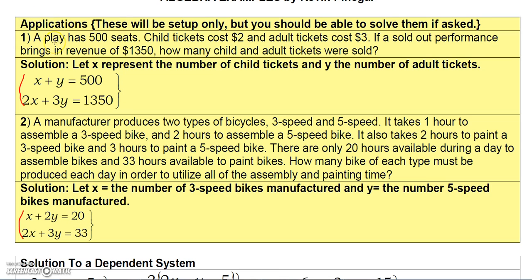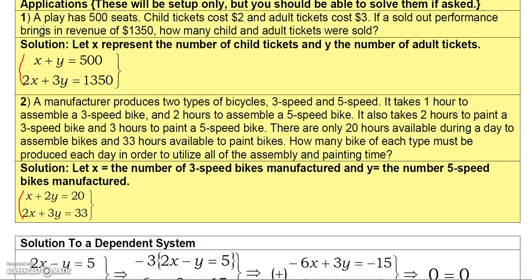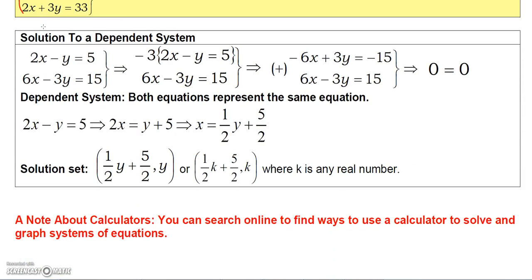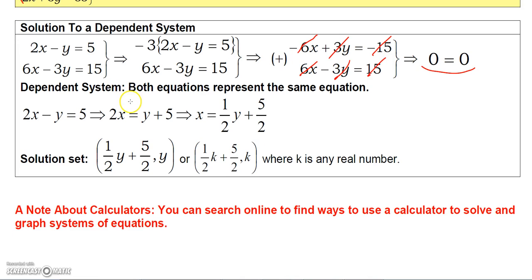Because I wanted to take the time now to show you one more example on a dependent system. So I'm going to go ahead and move on to this last example here of a dependent system. So if you solve this system here, 2x minus y equals 5 and 6x minus 3y equals 15 by the elimination method, you could multiply the first equation by -3, and that would give you -6x plus 3y equals -15. And when you add it to the second equation, notice that everything cancels. So on both sides, you actually get the equation 0 equals 0. That's a dependent system. So both equations represent the same equation.